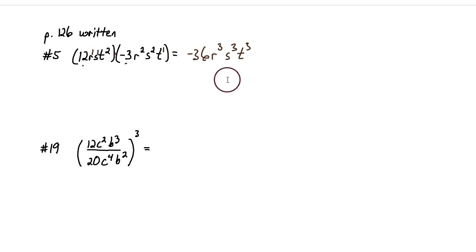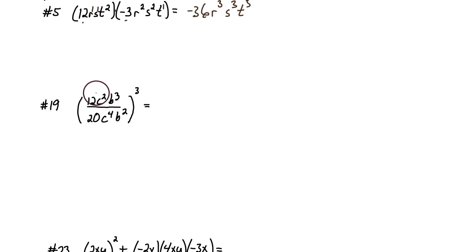Okay, number 19. We have a fraction inside the parentheses, and we're raising to the 3rd power. First, let's simplify that fraction. Let's make this as nice as we can, and then raise to the 3rd power. So inside those parentheses, we can reduce the 12 and the 20. 12 and 20 both divide by 4. 12 divided by 4 leaves 3, and 20 divided by 4 leaves 5. So far we have it reduced to 3 over 5.